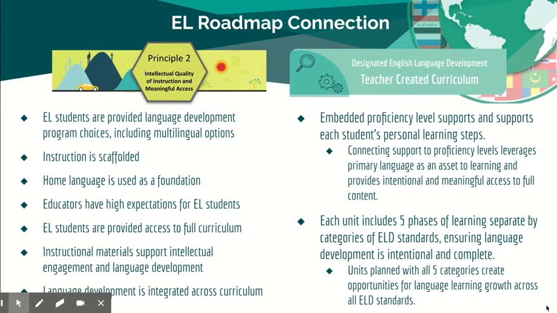In order for us to do that, our designated ELD curriculum has embedded proficiency level supports and supports each student's personal learning steps. Connecting support to proficiency level leverages primary language as an asset to learn and provides intentional and meaningful access to full content. Each one of our units includes 5 phases of learning separated by categories of designated ELD standards, ensuring language development is intentional and complete. Units planned with all 5 categories create opportunities for language learning growth across all ELD standards.